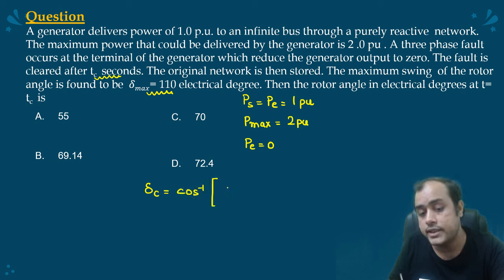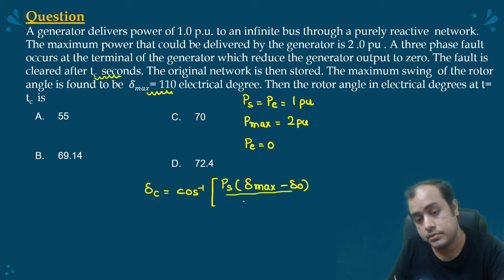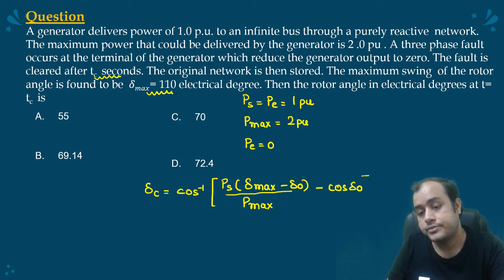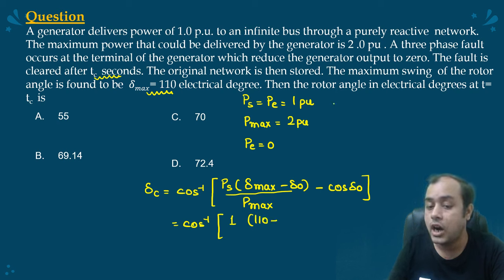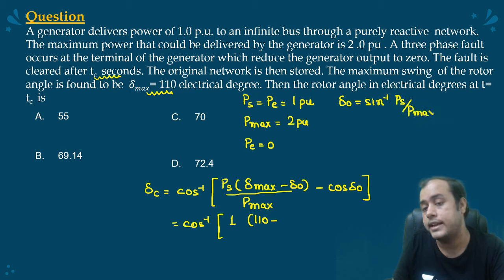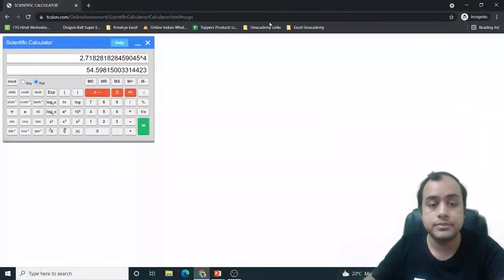So in this question, this is the formula that we apply. Now I need to evaluate this. Cos inverse 110 minus, how will we find delta naught? Delta naught is sin inverse PS by P max, that is sin inverse half. Now I do know it is 30 degree, but let's use the calculator.